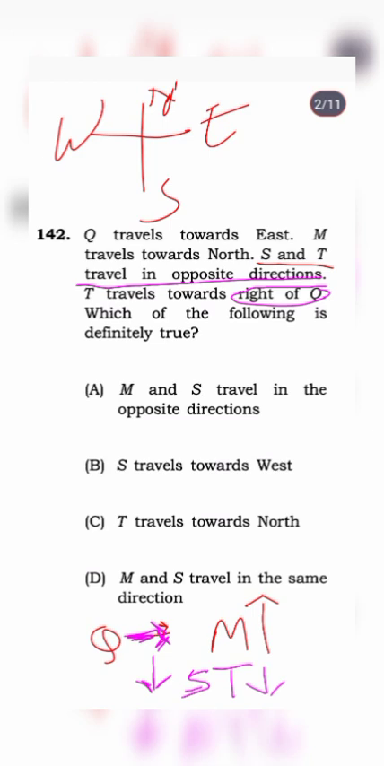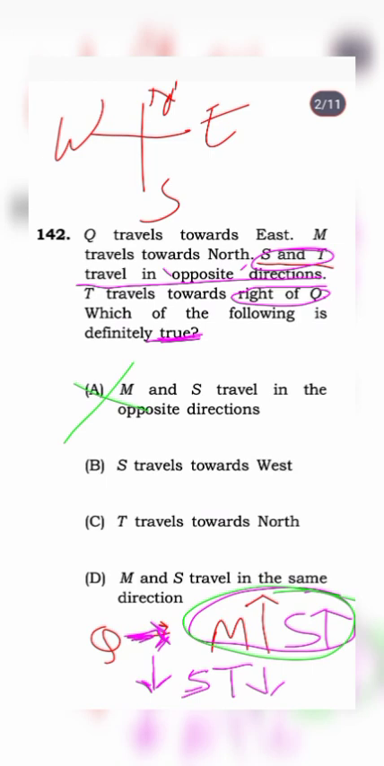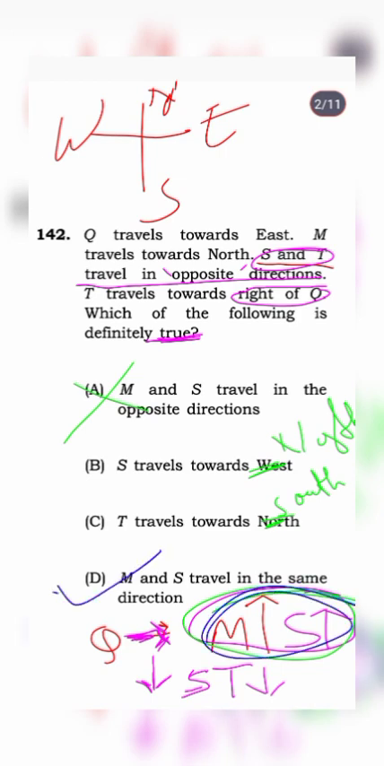Going back to the question: S and T travel in opposite directions, so S will move towards north. Which of the following is definitely true? M and S travel in opposite directions? No, M and S travel in the same direction, so this is wrong. S travels towards west? No, S travels towards north. T travels towards north? No, T is traveling towards south. M and S travel in the same direction, so option D is the correct answer.